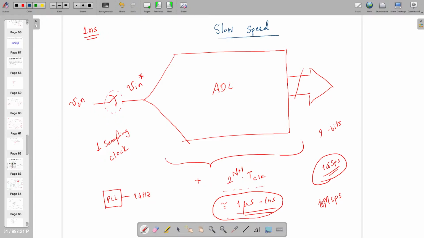It cannot achieve it. If you want to make something with a conversion rate of 1 GSPS, what do you think? Is it doable or not doable? For 1 GSPS of conversion, what T clock do I need for 9 bits? 1 terahertz, approximately 1 terahertz. So that is the limitation. We cannot do that with such an ADC structure, right? And one more thing.